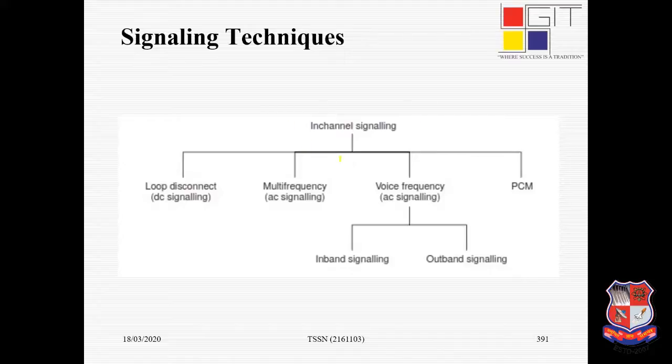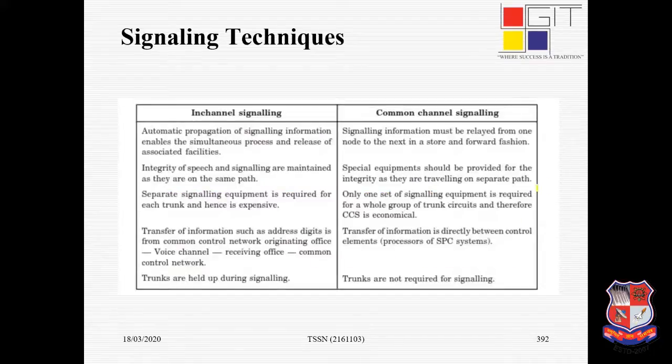Here you can see in-channel signaling is then divided into further parts: loop disconnect, DC signaling, or AC signals of multi-frequency. Voice frequency is then in-band or out-band, and then pulse-coded modulation. In-channel signaling: automatic propagation of signaling information enables the simultaneous process and release of associated facilities. In common channel signaling, information must be relayed from one node to the next node in store and forward fashion. Integrity of speech and signaling are maintained as they are on the same path. Special equipment should be provided for integrity as they are traveling on separate paths.